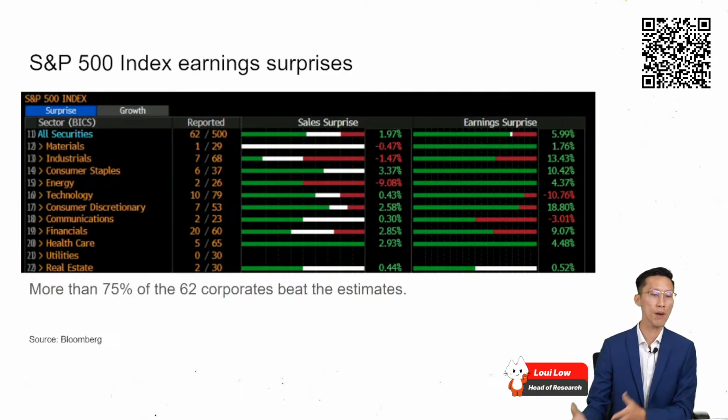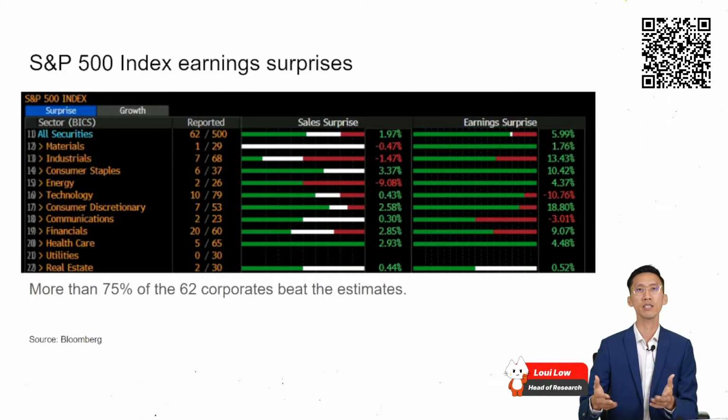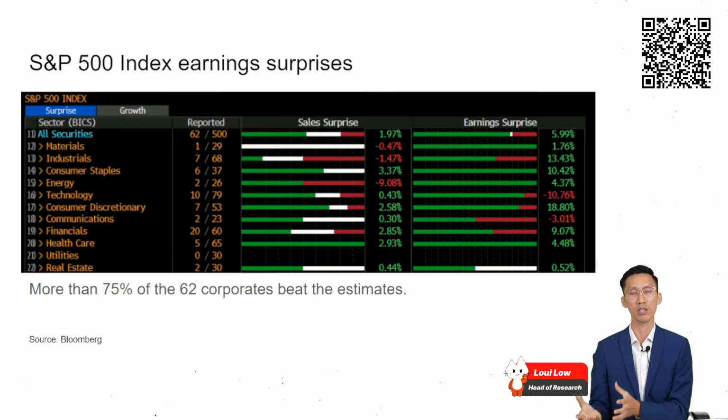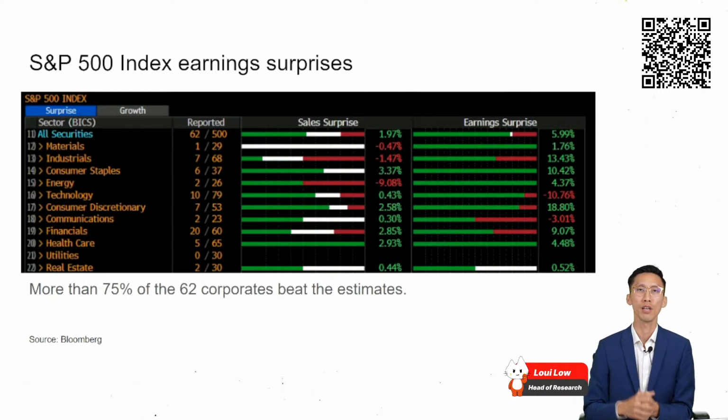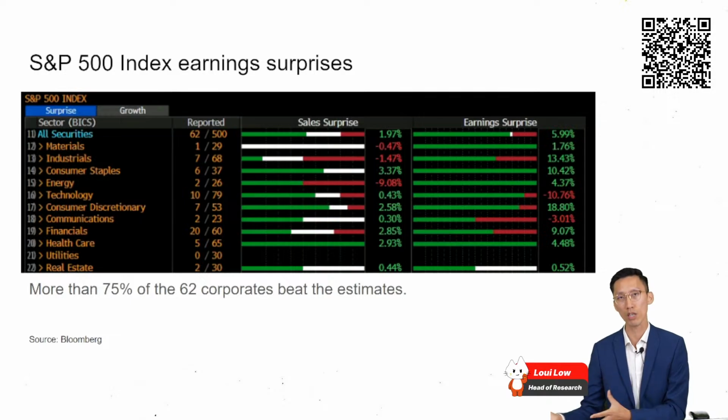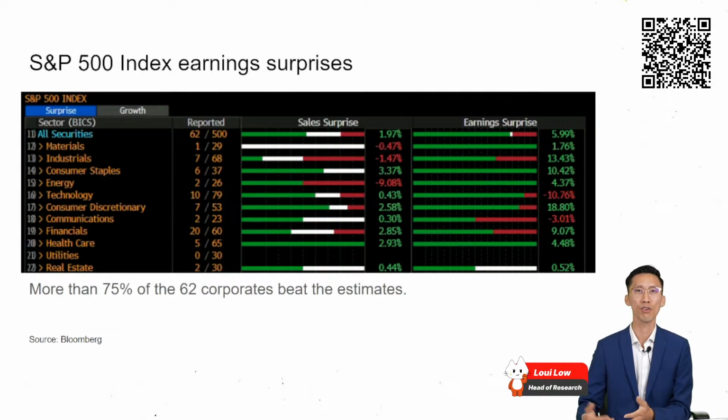But again, if you come back to understand how they build this model, analysts have to slash the earnings for the next period. If the company is registering slower earnings, then they will slash the earnings for the next upcoming few quarters. And therefore, if they slash too much, then it is easy for the companies to actually beat the consensus.